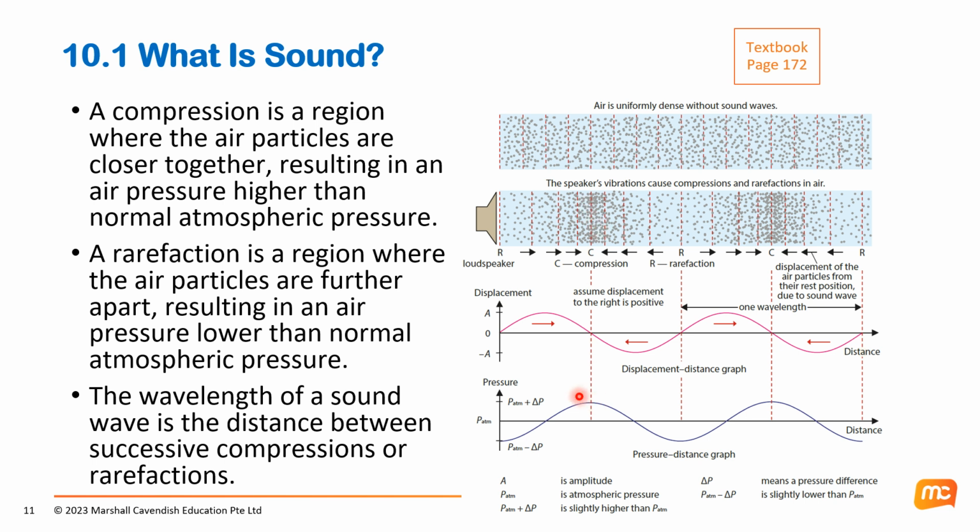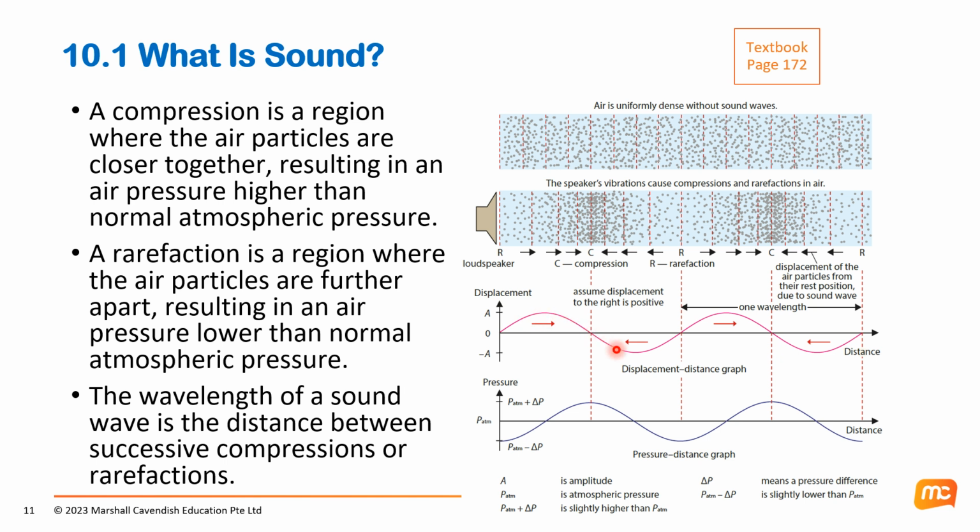You can see over here on this pressure distance graph, there's a higher pressure. And in a rarefaction, where the particles are very far apart, you have a region of lower pressure. So compressions and rarefactions are what define a longitudinal wave instead of the crests and the troughs. In a longitudinal wave, we do not call this a crest, we call this a compression. We don't call this a trough, we call it a rarefaction.